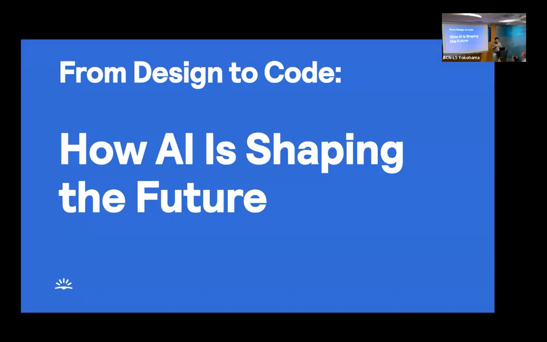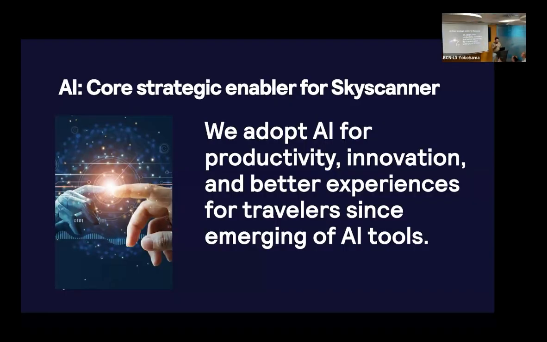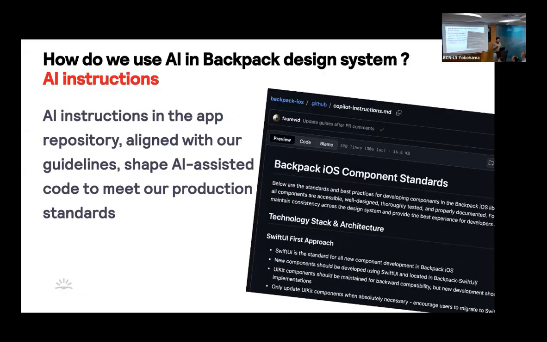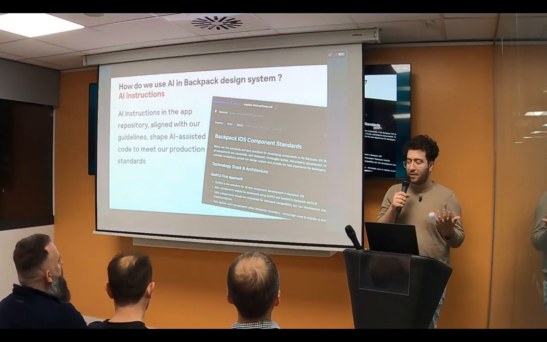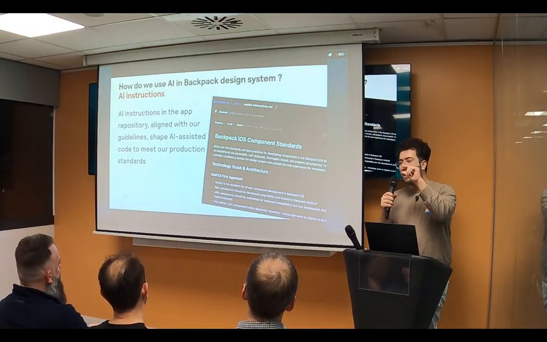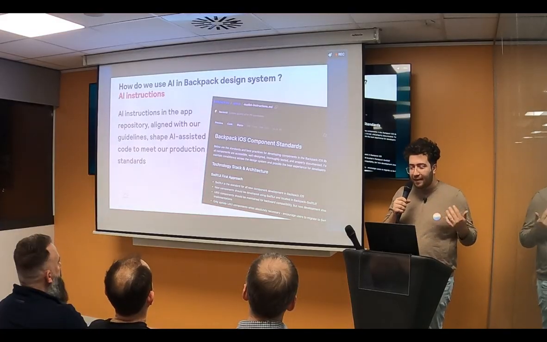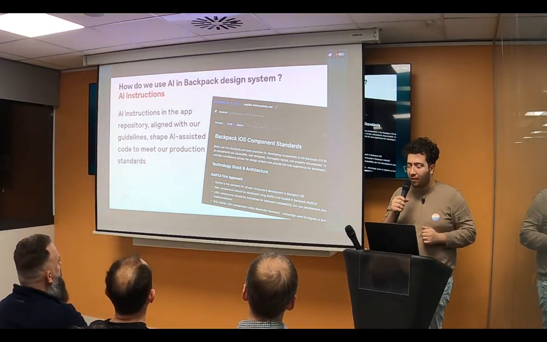Cool. So we know that AI is shaping the future, and we are aware of that in Skyscanner. We are trying to use it for productivity, innovation, and also having a better user experience for our travelers, since these tools have emerged. And one other thing is the limited number of people that can work, right? We have loads of work, and we have AI. We say, okay, maybe we can mash them together to make it a bit less heavy and make it possible to work.